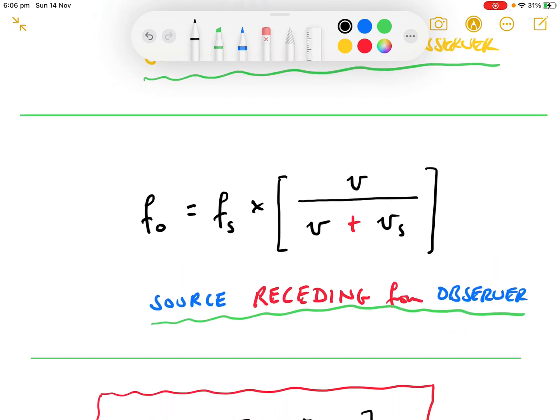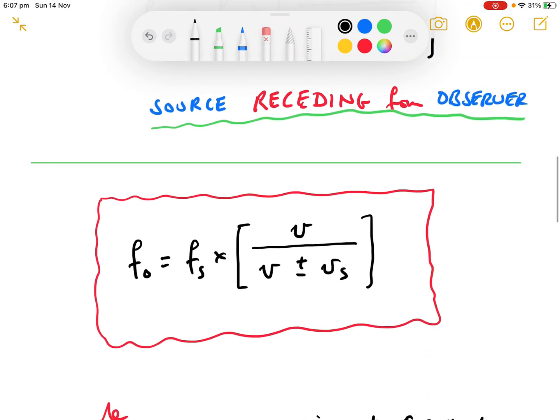Now the receding version, well, it's got a very similar shape, but as you can see, the big difference is that on the denominator of the fraction you have a plus sign. So what does that do to the bracketed term? Well, it means V is being divided by a number which is a little bit bigger than V, so the bracketed term now becomes slightly less than 1, and when you multiply a number less than 1 onto the source frequency Fs, your observed frequency is a little bit less than Fs, and that's what we're expecting.